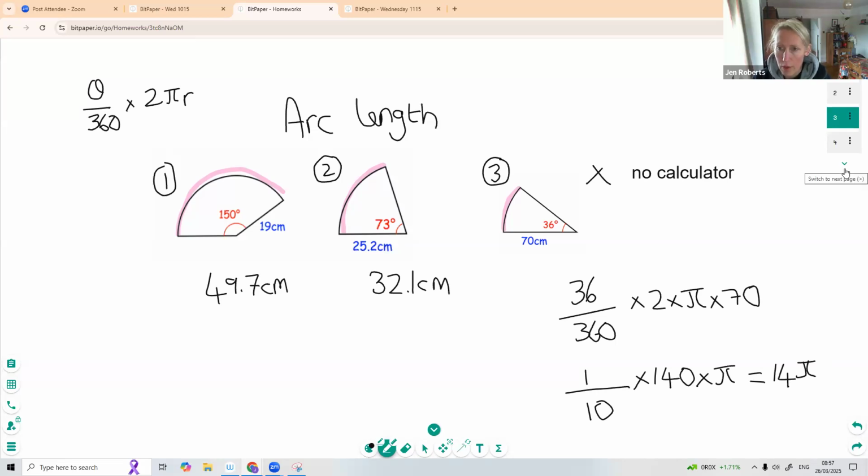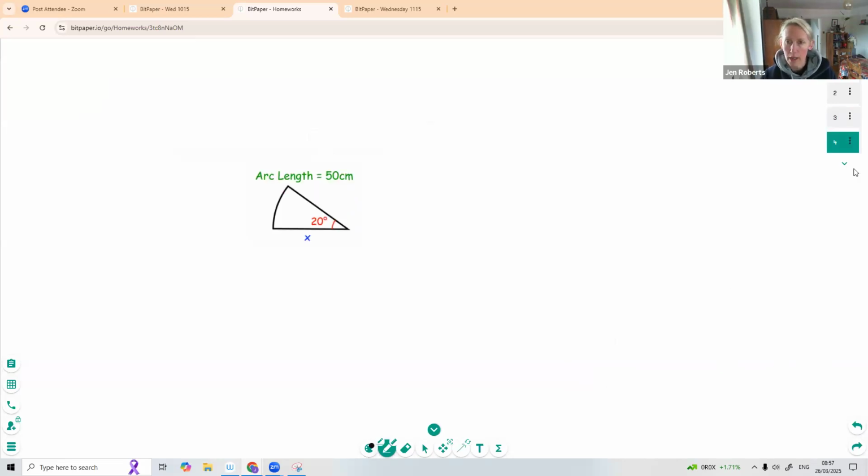Now, sometimes you do get some more complicated questions where you have to reverse. You're given the answer and you have to reverse the calculation, the formula, to get your x. I'm going to do this one to show you how to do it, and then I'll give you a few to have a go at by yourself. So this time we're actually given the arc length and the radius is missing. So let's put it into the formula for arc length. Angle, theta, over 360 times 2 times pi times the radius is equal to 50 centimetres.